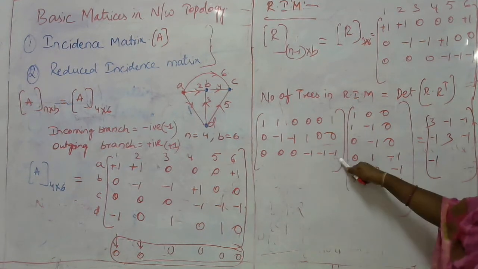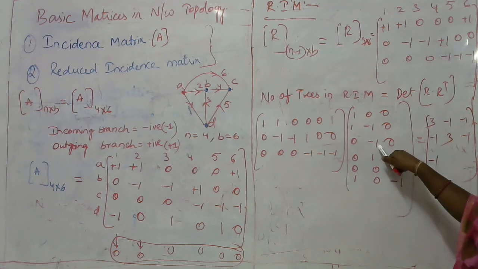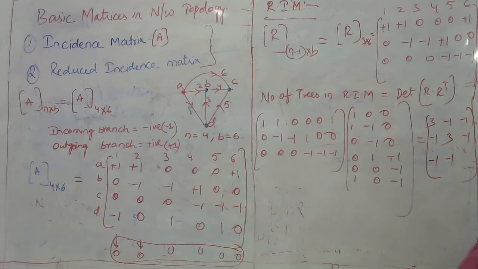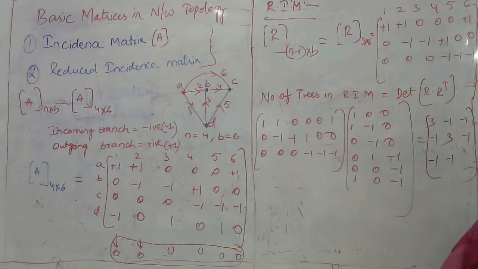Similarly, the third row with the second column matches only with the fourth element, which is nothing but minus 1, and the last one, the third row is the same as the third column, so the equivalent is 3. So this is the multiplication of R into R transpose.